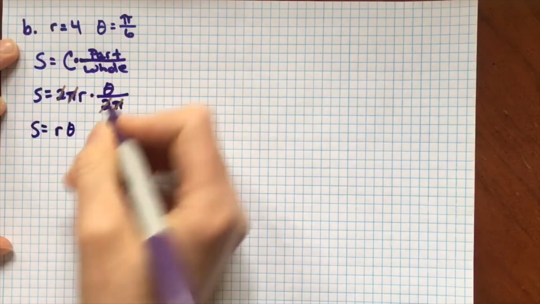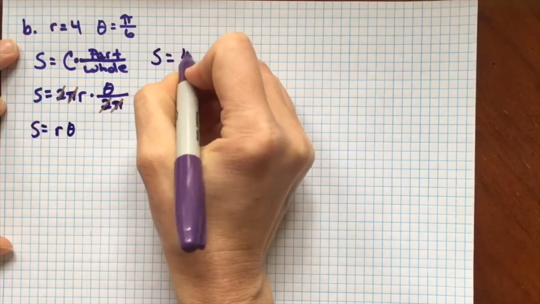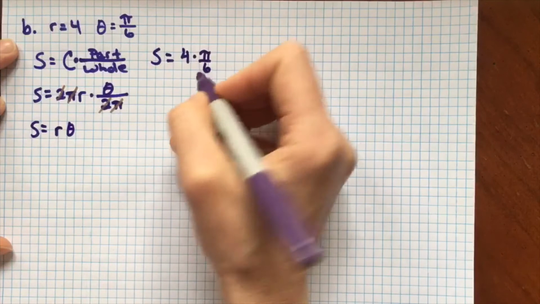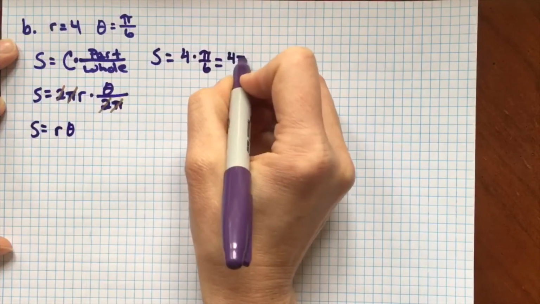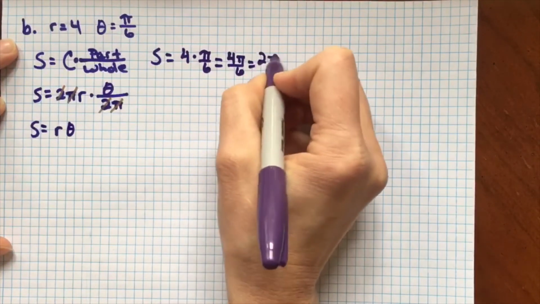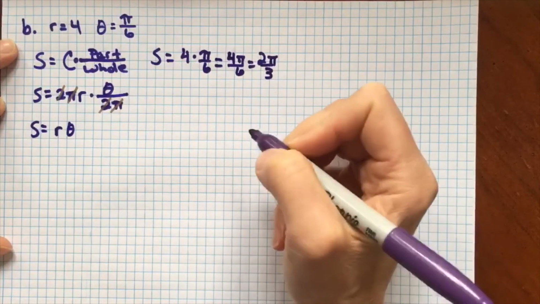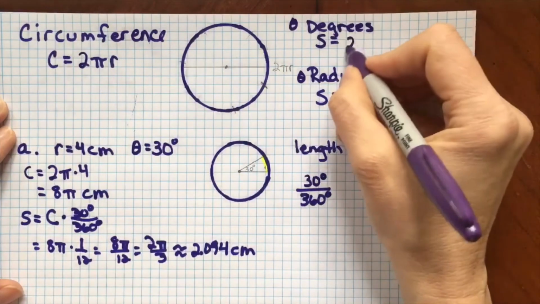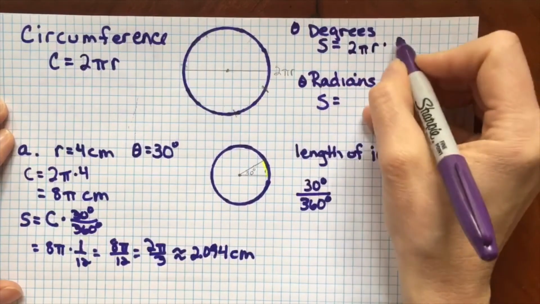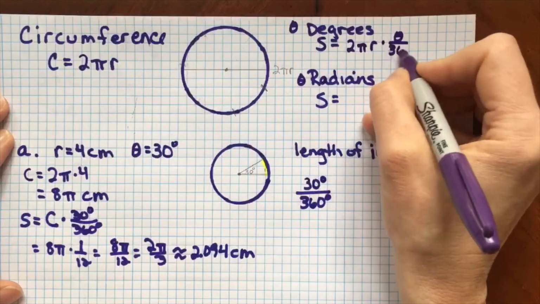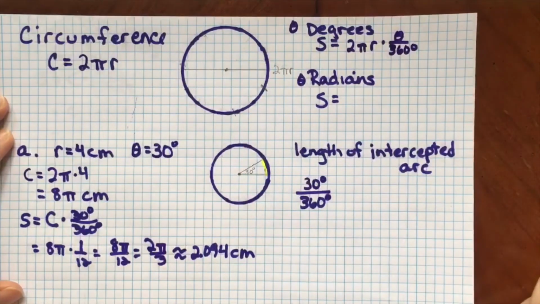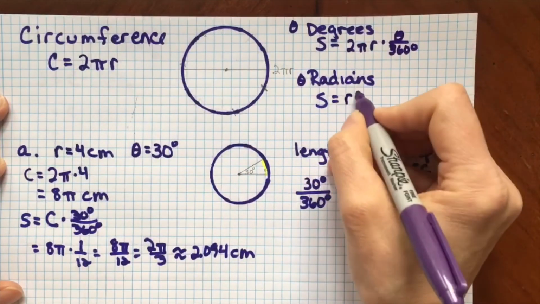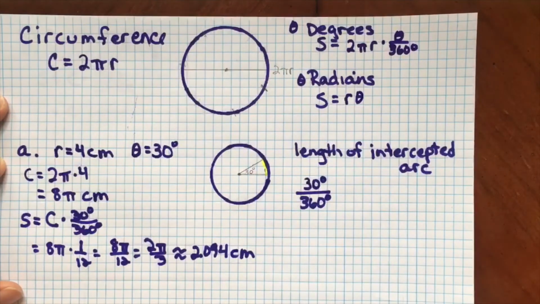Therefore, I can go ahead and plug this in. S equals 4 times pi over 6. That is 4/6 pi, and that reduces to 2 pi thirds, which in fact is the exact same answer for part A. Let's go back up to the top of our page. If theta is given in degrees, then we would do 2 pi r, circumference, times theta divided by 360 degrees. If theta is given in radians, it is simply radius times theta. Now try C and D.